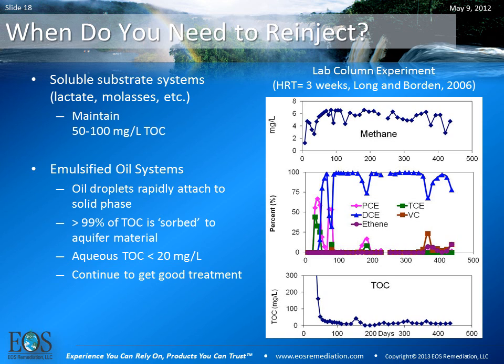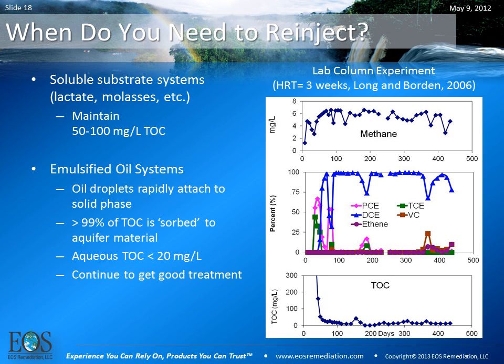If you now hop to the middle graph, you can see that PCE and TCE drop off fairly quickly after your initial spike of TOC, and you're still able to maintain a very consistent DCE production over 400 days at a TOC between 20 and 40 milligrams per liter. So it's pretty solid evidence. I've seen rules of thumb that are greater for this, but in fact what we've seen is that your TOC can actually be fairly low. The key there is to just watch the trend.